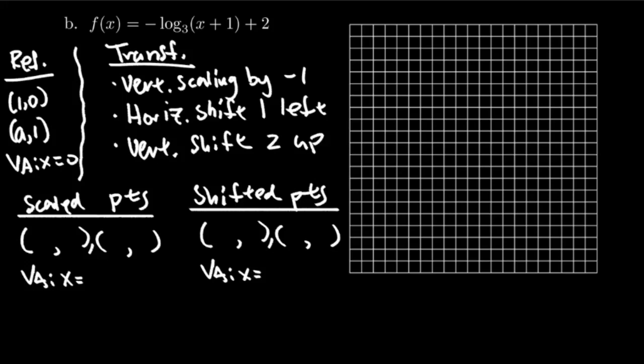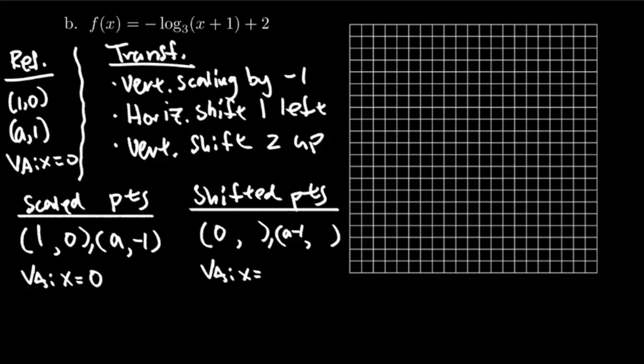Okay, so 0 times -1 is still 0. 1 times -1 is -1. Alright, we don't scale the x values, so we can just leave them as is. Now we're going to shift. Horizontal shift left by 1, so that means all the x values, you subtract 1 from them, so we get 0, and then a minus 1.